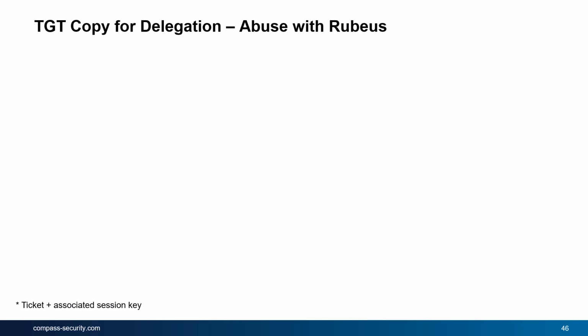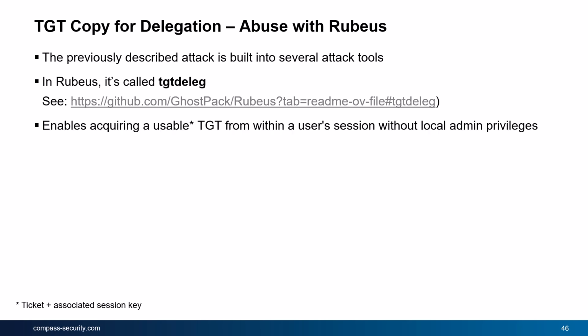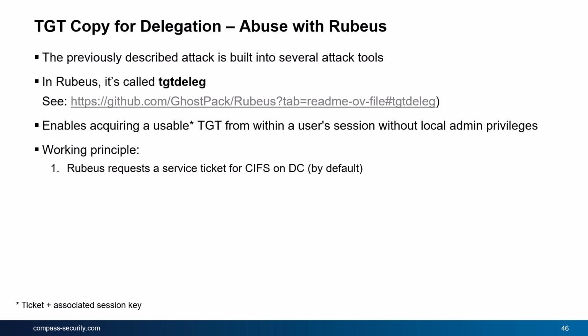The attack feature that we just discussed on the previous slide is also built into several tools. For example, in Rubeus, this is called tgtdeleg. And what we can do with that is exactly what we just talked about. We can extract or acquire a usable TGT from within a user session. That means the TGT and the associated session key without having local admin privileges. How it works is essentially a repetition of the previous slide. Rubeus will by default ask for a service ticket for CIFS on the domain controller.